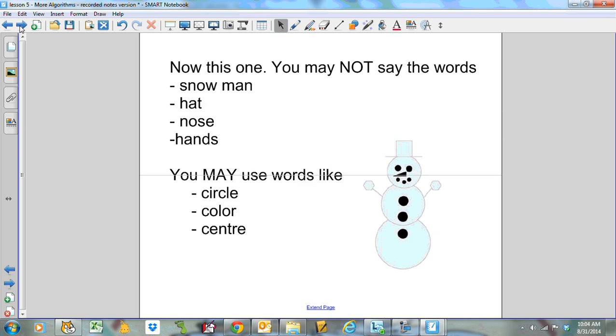Here's a second one if you'd like to try. It's a little bit more challenging. And again, you cannot use the words snowman, hat, nose, or hands. You may use words like circle, color, center, that type of thing. All right, so you can give those two a try if you like. Pause the video.